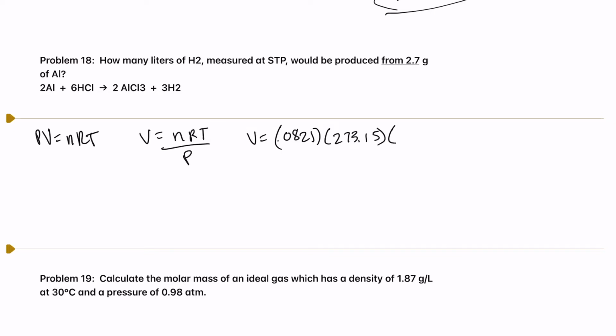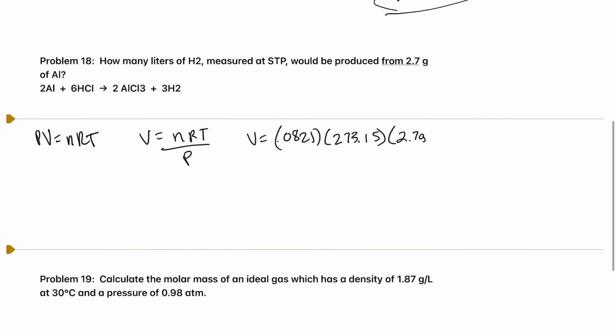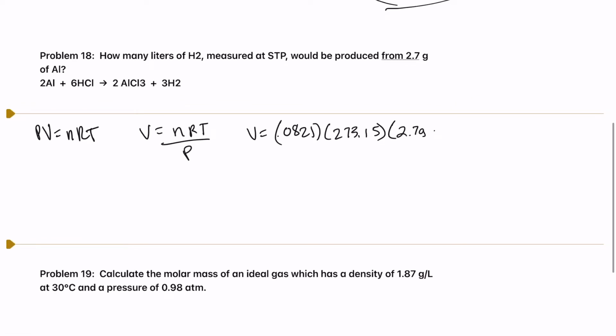And so we start out by using PV = nRT. We want to calculate how many liters, or volume, and so we'll plug in our numbers. 0.0821, it's STP, so 0 degrees Celsius, so 273.15 Kelvin. And then I need to know n, or moles, but I'm given grams. So I'm going to type in my 2.7 grams of aluminum times 1 mole is 26.98 grams.